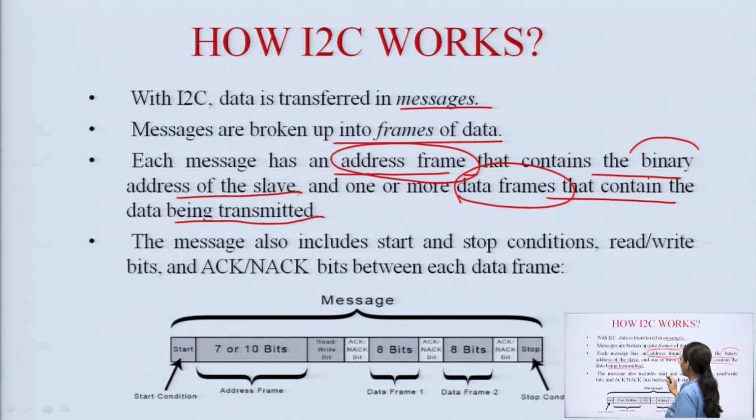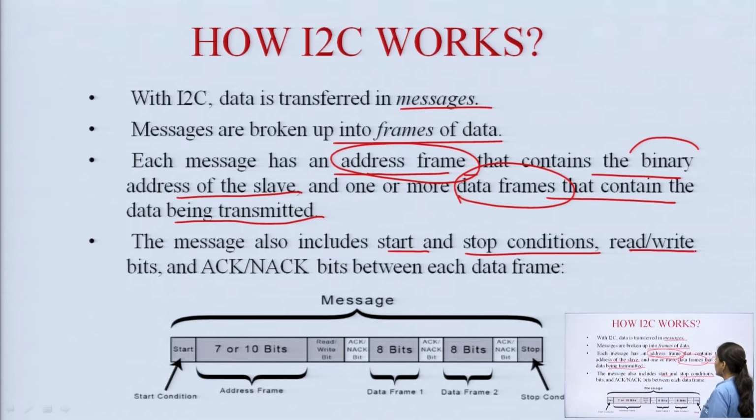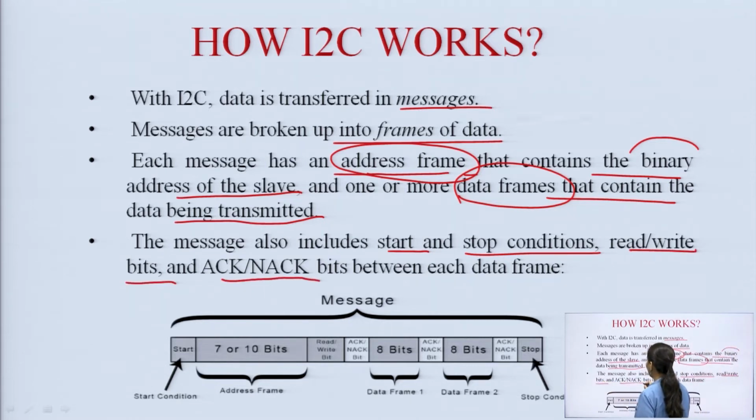The master also includes start and stop conditions, read or write bits, acknowledge or no acknowledgement bits between each data frame. So, this is a complete message, as we can see. This is the start condition and the stop condition. What is the start condition? The SDA line goes from high to low before the SCL line goes from high to low. And for the stop condition, the SCL line goes from low to high, and after that the SDA line goes from low to high.